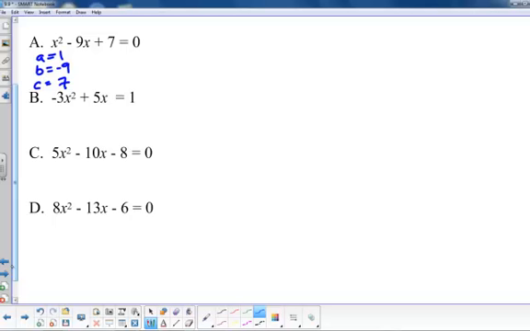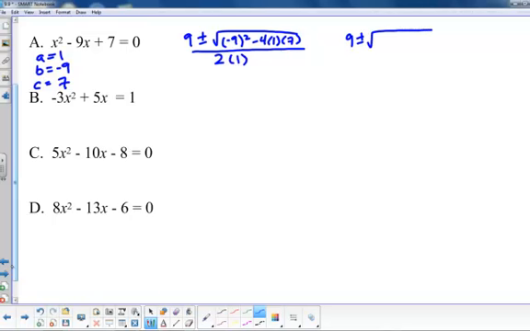So we've got negative b plus or minus square root b squared minus 4ac divided by 2a. So 9 plus or minus square root of 81 minus 28 all over 2. So 81 minus 28 is 53. The square root of 53 is some funky decimal.